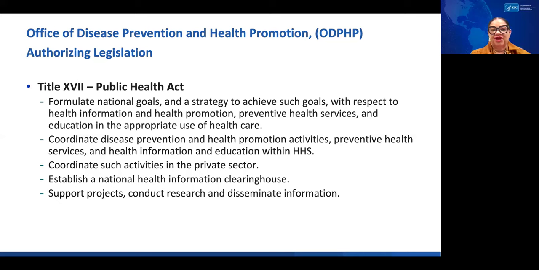So initially, this particular act was heavily focused on the activities within the federal government, but it soon evolved to make sure that it was more inclusive of things outside of the federal government lane. The remaining focus of this act was to coordinate such activities in the private sector, so to have that partnership engagement. And then there was a need to establish a national health information clearing system, which has become the healthypeople.gov website, where you can find out information about all of the topical areas and the objectives. And then this really was to support projects, conduct research, and disseminate information. Next slide.